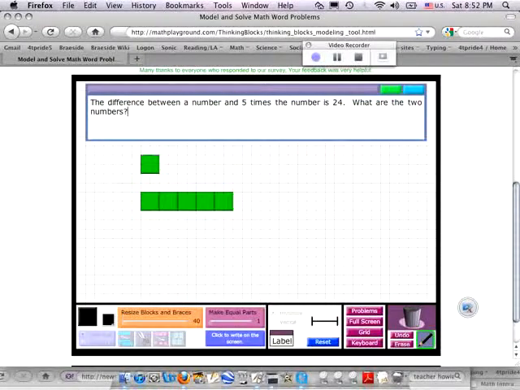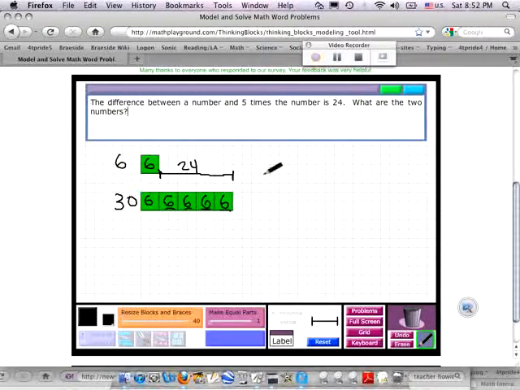Well, to use this with blocks, very simply, look at the difference here. What's the difference between the number and 5 times the number? This is the difference. Well, that difference is 24, which means each block must be 6. 6, 12, 18, 24. So what are the 2 numbers? We're talking about 6 and 30.